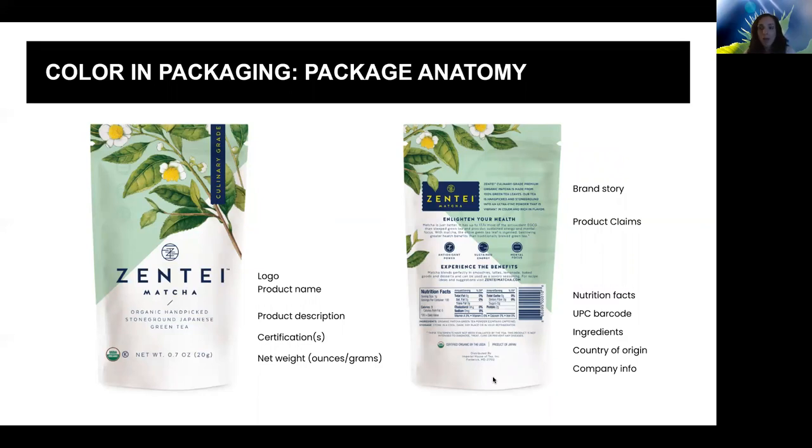Okay? So here you can see they've included the brand story. They've included some product claims about the products, why it's antioxidant power, sustainable energy, all this other stuff, right? And then you can see the nutrition label, the barcode, the ingredients, and then certifications, country of origin, all of that stuff, right?